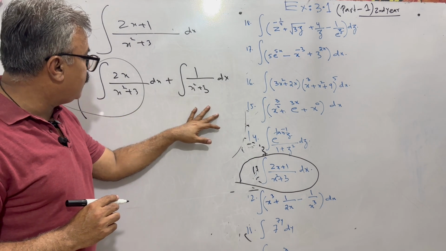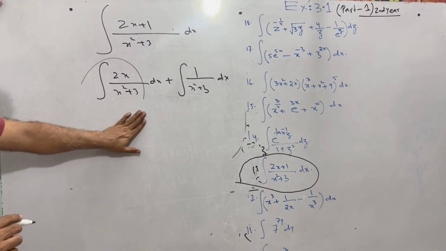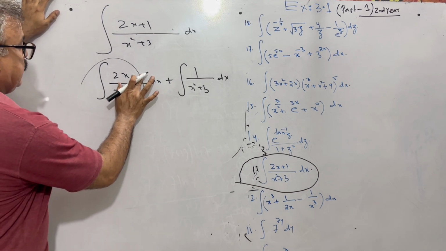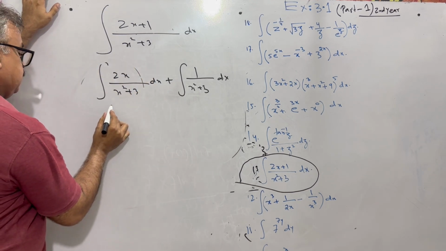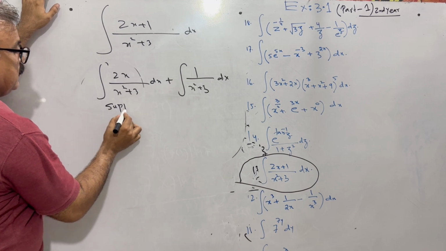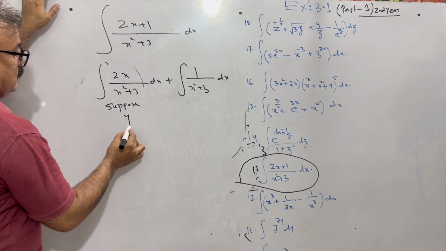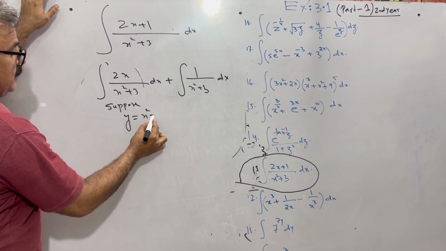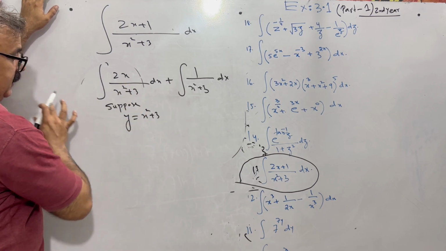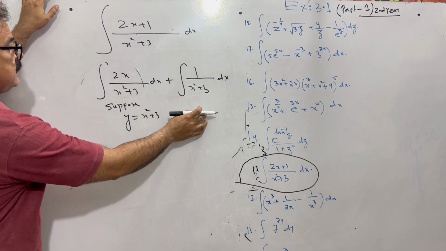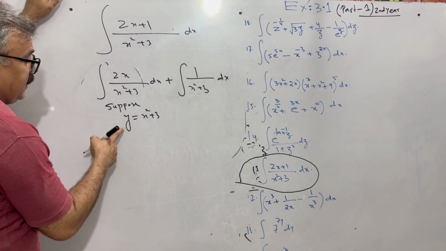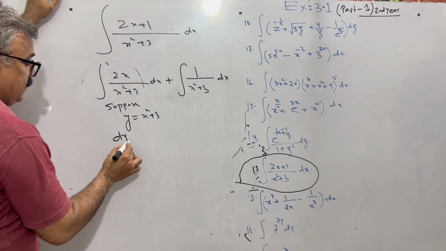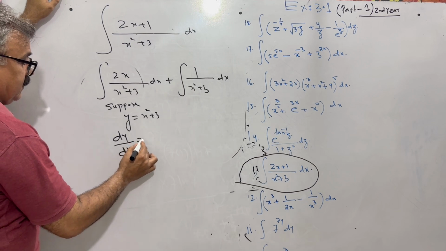Here, how to handle this? Wait, first let me handle this for you. It's our function, it's our derivative. Suppose in that case y is equal to x square plus 3 for that part only. Even in that we can utilize it, but it can be handled with some different strategy. y is equal to x square, differentiate, dy over dx is equal to 2x.